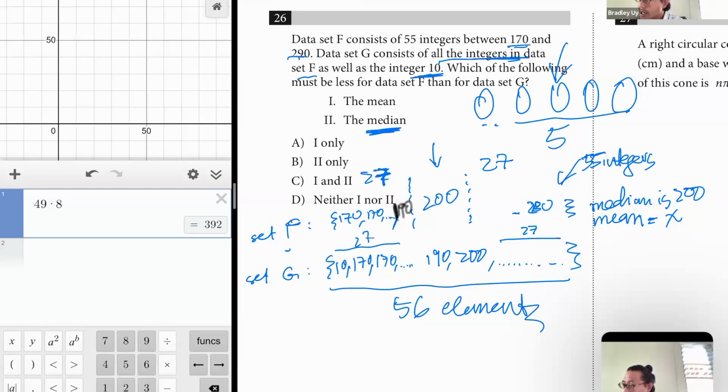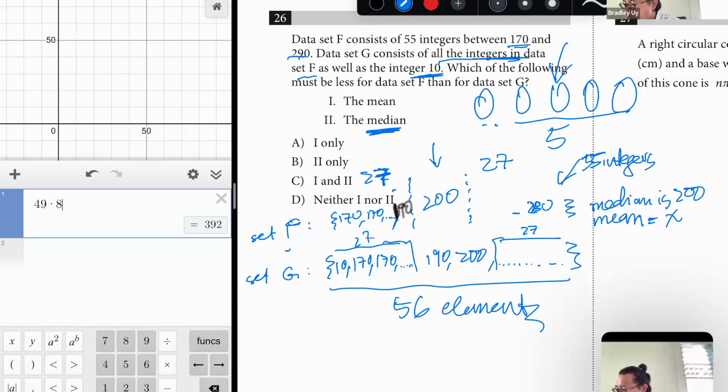Right, 27 numbers there because we added the 10 before the 190. Before the 190, there were 26. So before this, there's 26. But we added this 10, so there's going to be 27 right up to here. Okay. So that adds up to 54, and there are two in the middle. What are the two in the middle? They will be 190 and 200, for example. Okay. For set G, the median is 195.